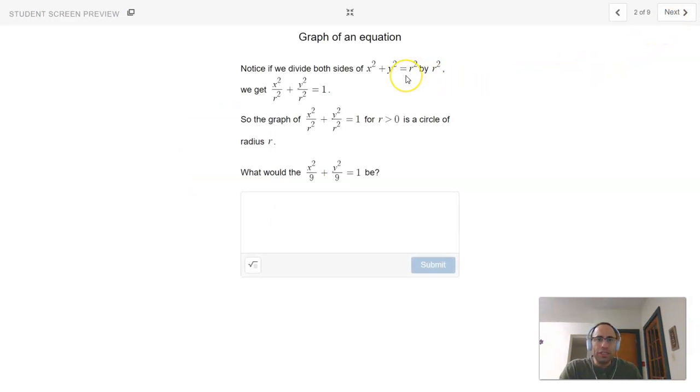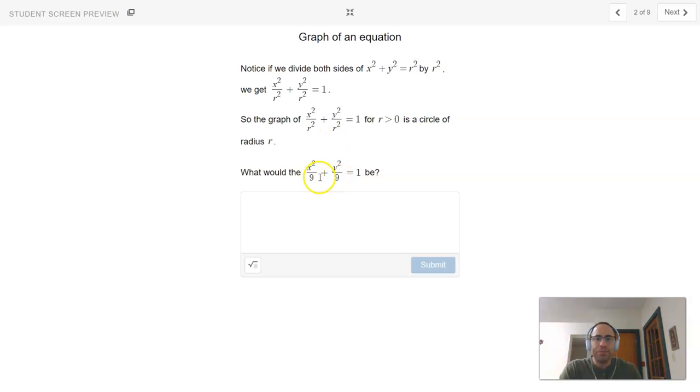Now, with this equation, notice that if we were to divide both sides by r squared, this equation would become this equation. Okay, so what is this telling us? The graph of this equation is the circle centered at the origin of radius r. Again, r is positive, so in particular, r squared can't be 0, so it makes sense to do this.